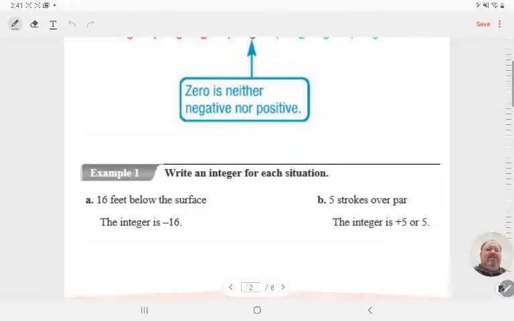Let's see. So if we write an integer for each situation. We have 16 feet below the surface. Well, we're looking at the word below. Since it's below the surface, it would be -16. It's a direction, okay? Or 5 strokes over par. That's over 0. So that would be a +5, okay?